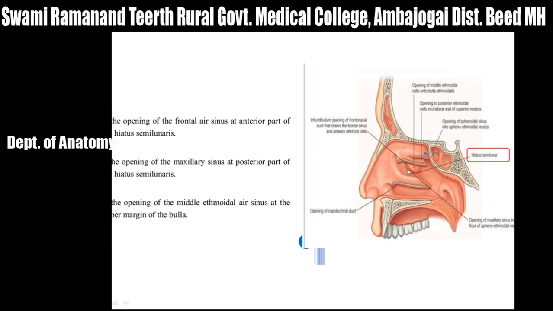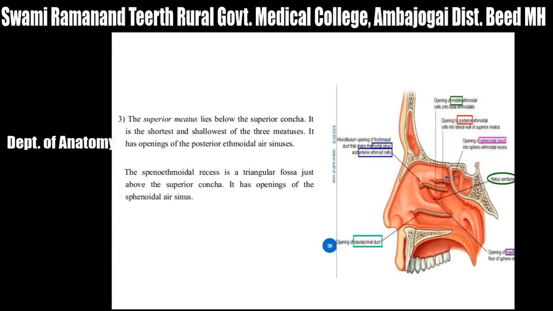So what are the openings present in the middle meatus? Anteriorly there is the frontal air sinus. Then in the anterior part of the hiatus semilunaris, the anterior ethmoidal air sinus. Then in the posterior part, the maxillary air sinus. Just beneath the ethmoidal bulla, at the superior border, there is the opening of the middle ethmoidal air sinus. These are the air sinuses which open into the nasal cavity.